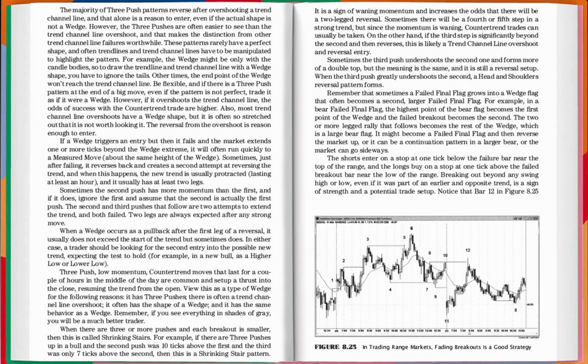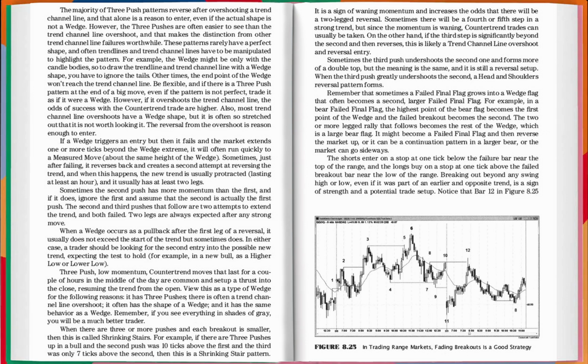Remember that sometimes a failed final flag grows into a wedge flag that often becomes a second, larger failed final flag. For example, in a bear failed final flag, the highest point of the bear flag becomes the first point of the wedge and the failed breakout becomes the second. The two or more legged rally that follows becomes the rest of the wedge, which is a large bear flag.